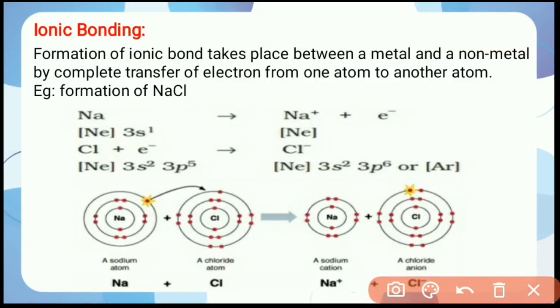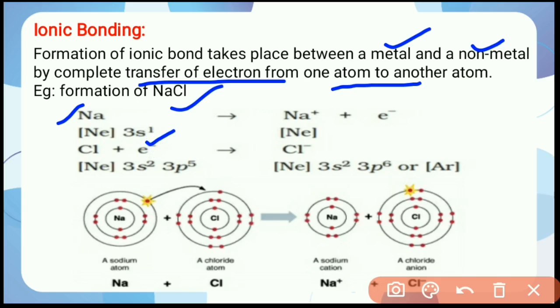Let's understand how an ionic bond forms. Formation of an ionic bond takes place between metals and non-metals by complete transfer of electrons from one atom to another atom. For example, formation of NaCl. Let's first see the valence shell electrons in sodium and chlorine. The atomic number of sodium is 11 and its valence shell electronic configuration is [Ne] 3s1. So one electron is present in its valence shell.